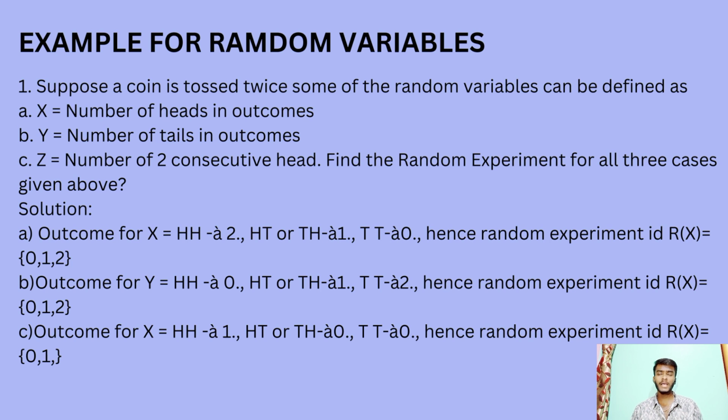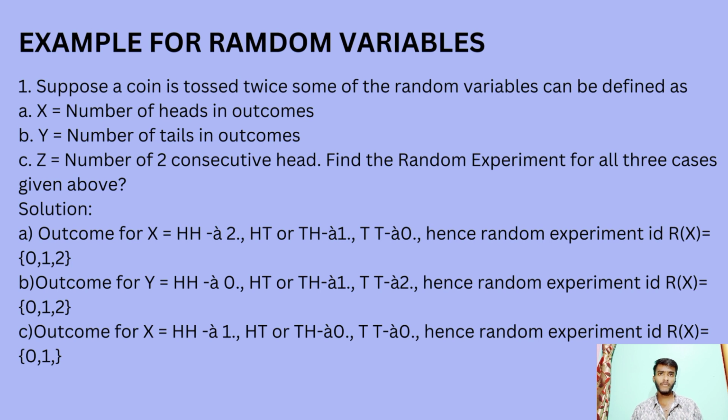Now let us see the examples for random variables. Suppose a coin is tossed twice. Some of the random variables can be defined as: a, x is equal to number of heads in the outcomes; b, y is equal to number of tails in the outcomes; c, z is equal to number of two consecutive heads. Find the range of the random variable for all three cases given below.